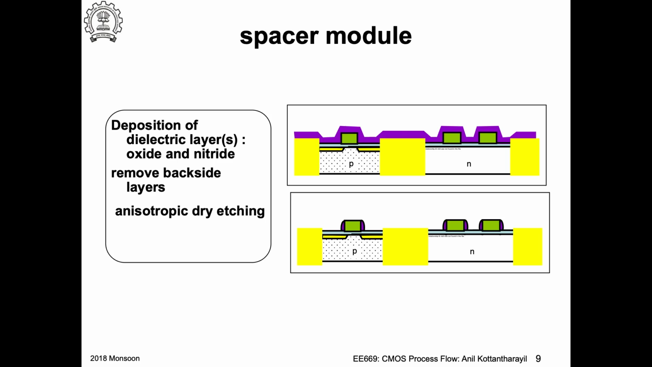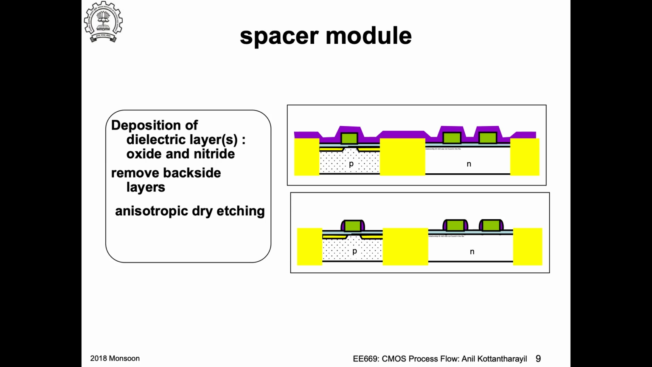So you deposit a silicon dioxide layer, which is typically in the range of 10 nanometers, and then you deposit silicon nitride. The silicon nitride layer will be in the range of 50 to 100 nanometers thick. Both of these would be done using CVD, typically thermal CVD processes in the past, and more recently they also use PECVD processes for doing this.